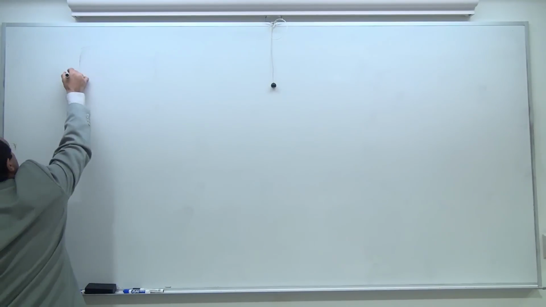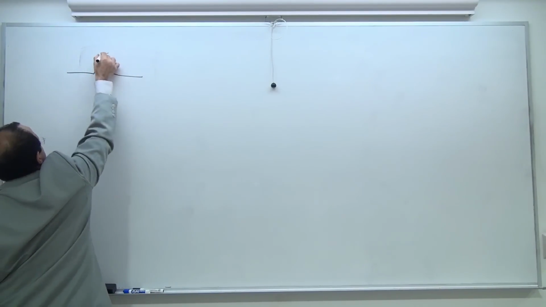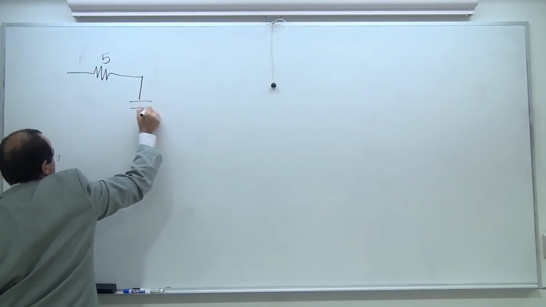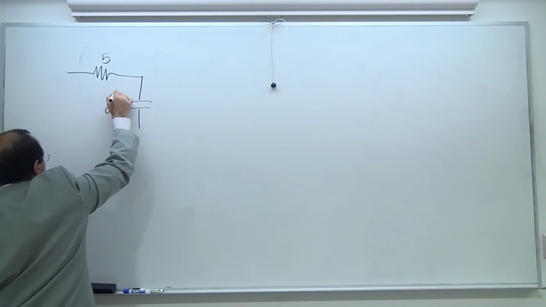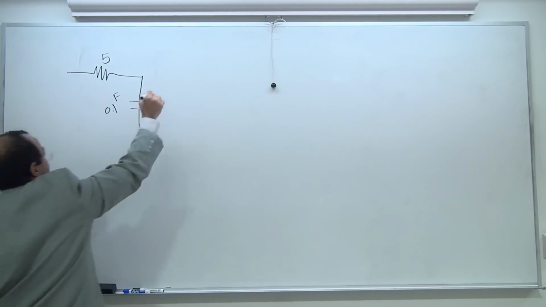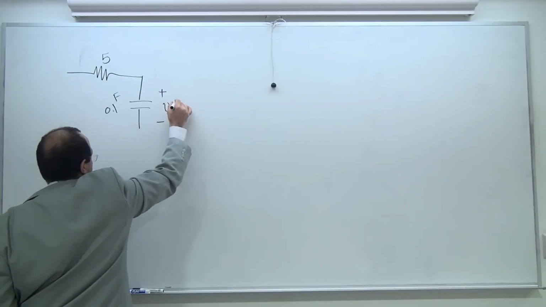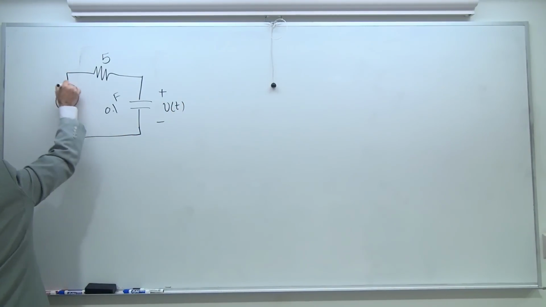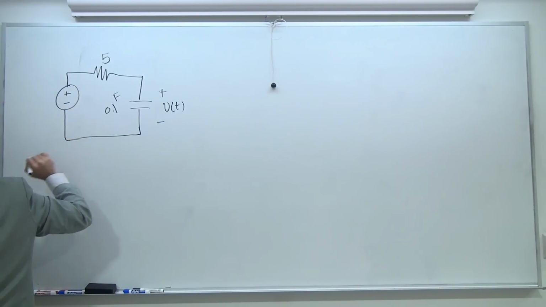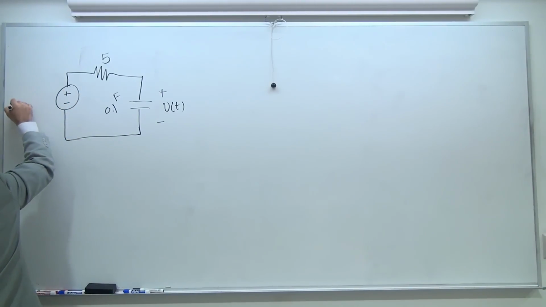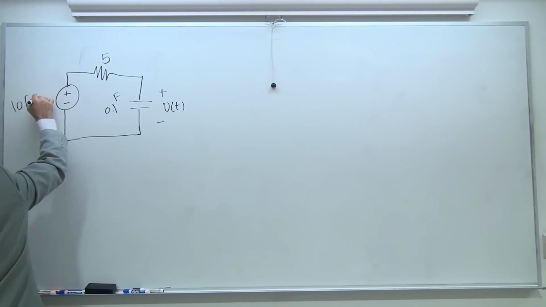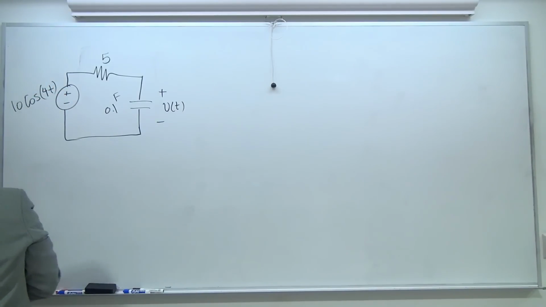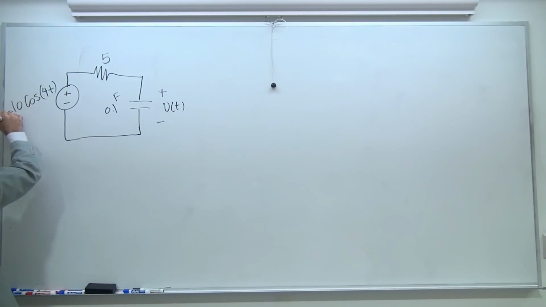So here is my case. That's 5 ohm. I have a capacitor in time domain. Its value is 0.1 farad. That's really big, but that's fine. This is my variable of interest in time domain. And then I have an incoming signal. It's going to be 10 cosine 4t. That's called my Vs.